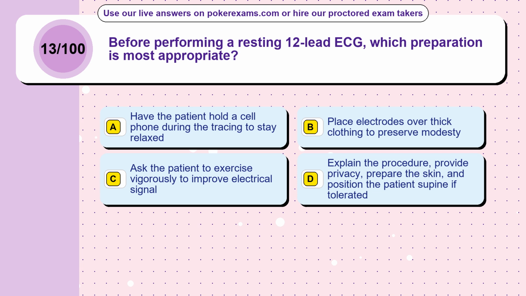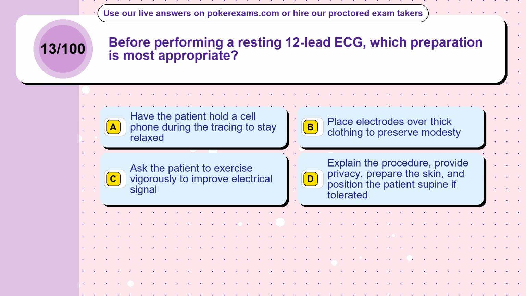Question 13. Before performing a resting 12-lead ECG, which preparation is most appropriate? Option A. Have the patient hold a cell phone during the tracing to stay relaxed. Option B. Place electrodes over thick clothing to preserve modesty. Option C. Ask the patient to exercise vigorously to improve electrical signal.